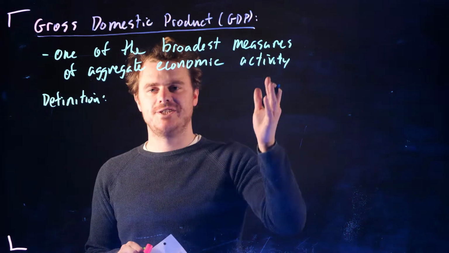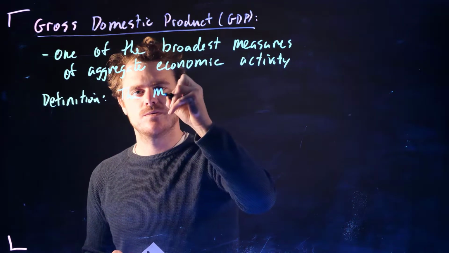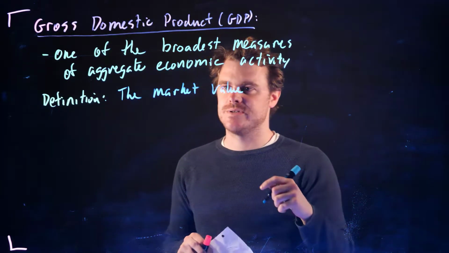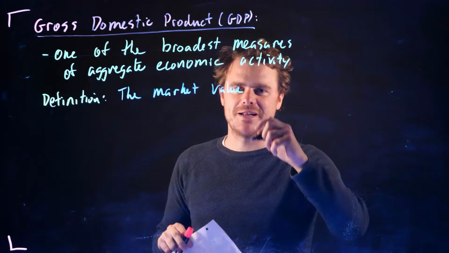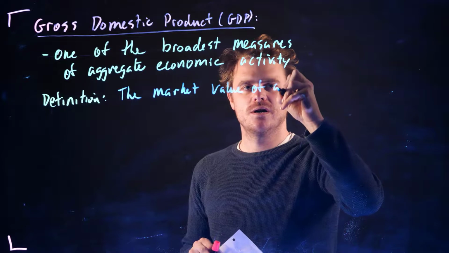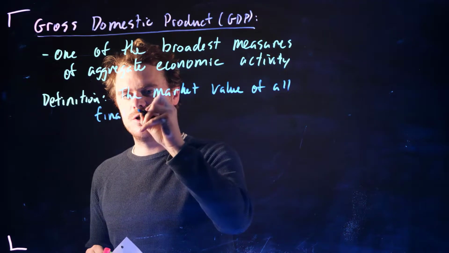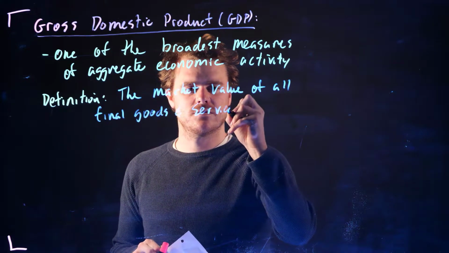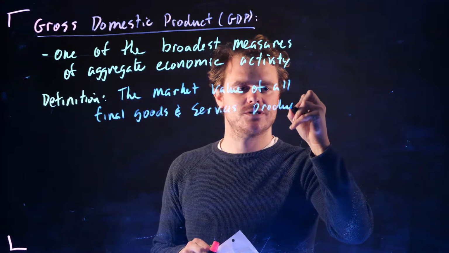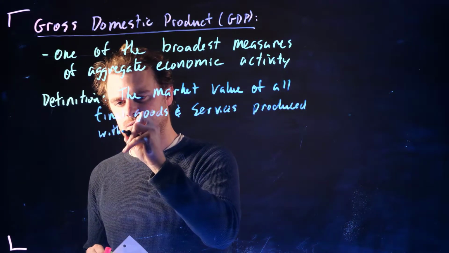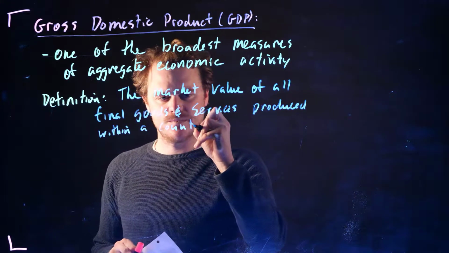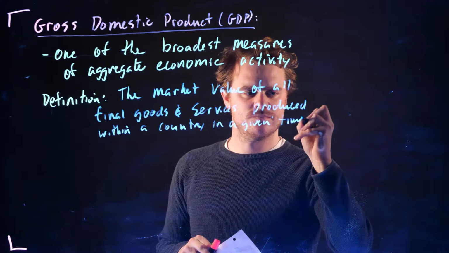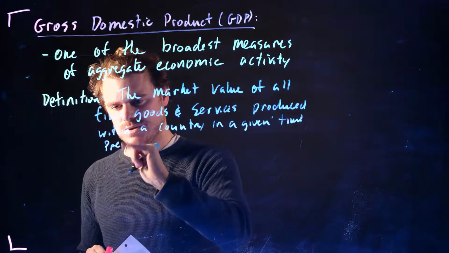So the formal definition of GDP is going to be the market value. We're going to parse this out in a couple minutes in this one. The market value of all final goods and services produced within a country in a given time period.